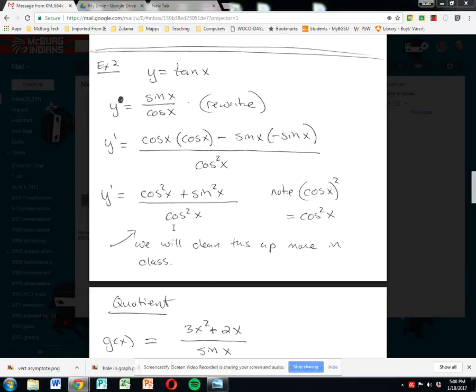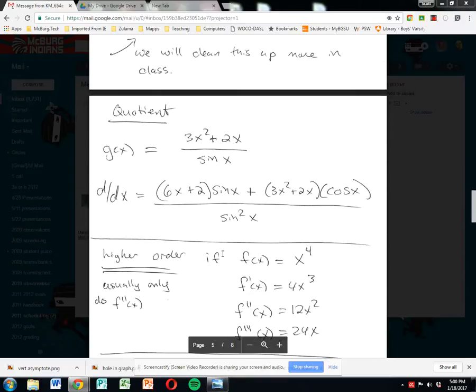Okay, this cosine squared x plus sine squared x here, I'll clean this up in class tomorrow, but basically it's an identity. It has to do with the unit circle. You might know it already because you've been working with trig identities before, but basically this is just 1 over cosine squared x, and I believe that's cosecant, so cosecant squared x would be the answer here. Or is it secant? I think it's secant squared x. We'll go over it again in class.